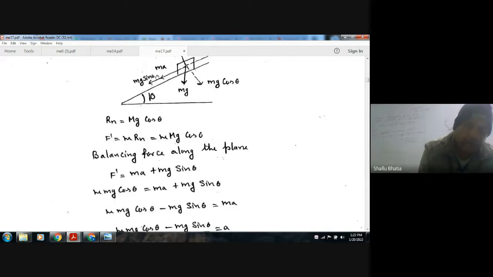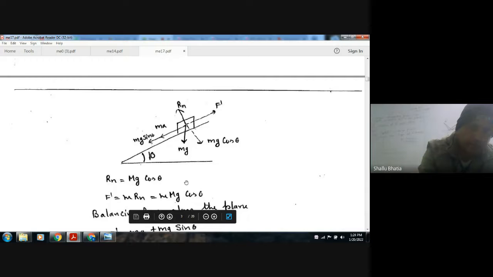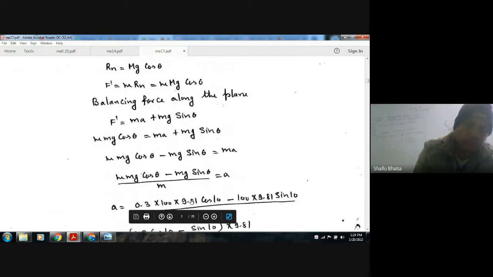This acceleration a is of the truck, so the crater is also moving in this direction with an acceleration of a. So there is no extra velocity of crater. Then F dash will be ma plus mg sin theta. And F dash is nothing but the coefficient of friction mu proportional to the normal reaction, so it is mu mg cos theta.